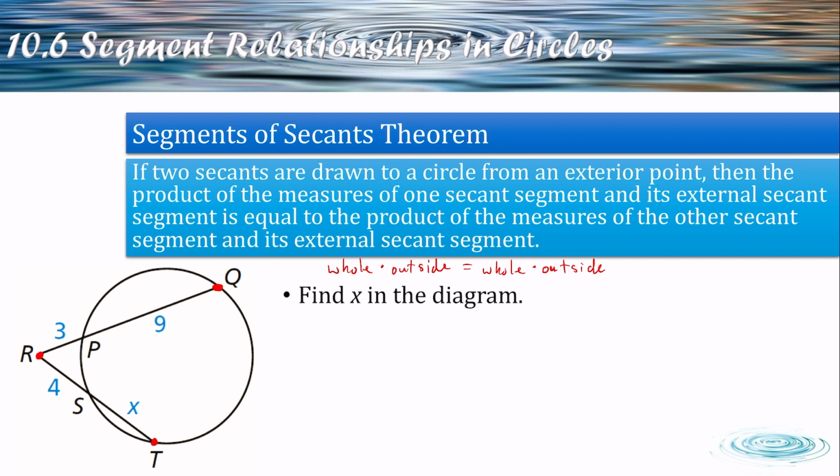So to find x in this diagram, for the top one, the whole thing is 12. The part outside is 3. For the bottom one, the whole thing is x plus 4. The part outside is 4. So it's the whole thing and the part outside, the whole thing and the part outside.